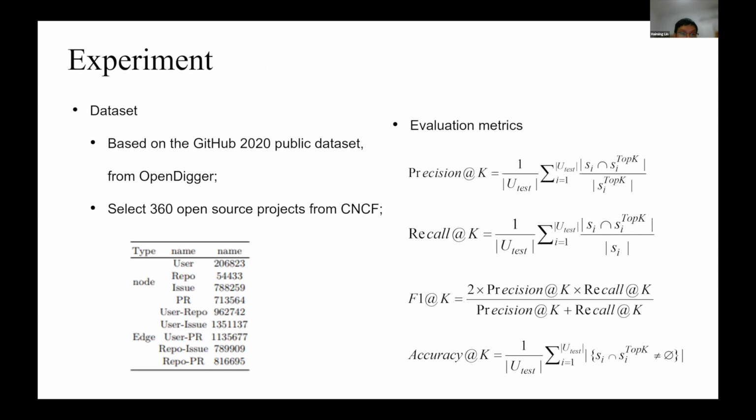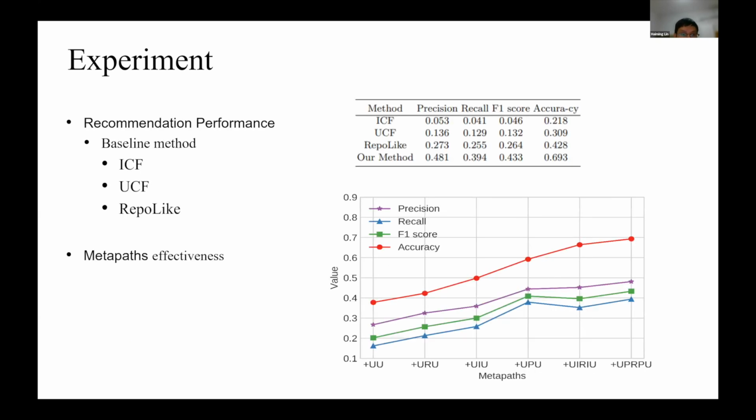And here is our experiment, and we select 360 open source projects from CNCF to build the experimental data set. We use these metrics to measure the performance of our method. Here is the result. In order to verify the effectiveness of the method, the following methods were chosen as the baseline methods for the experimentation, and the result shows that our method performs better than other traditional recommendation models.